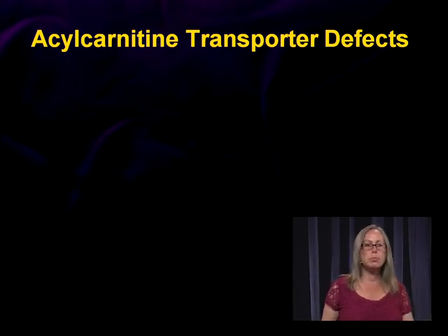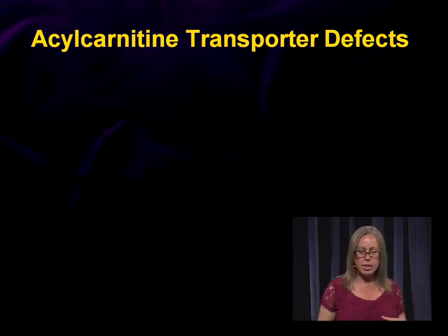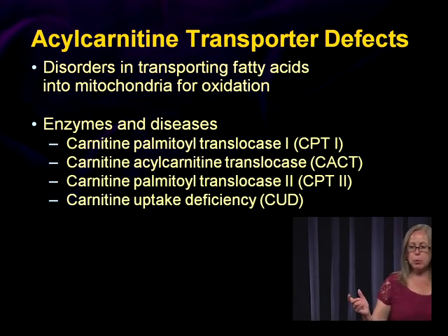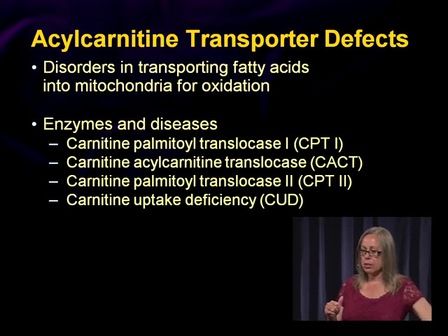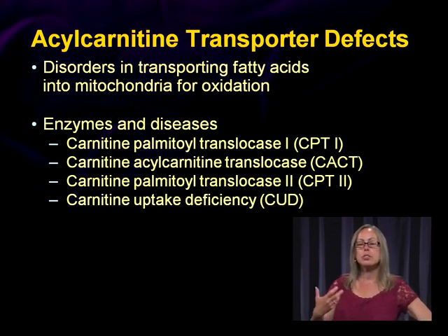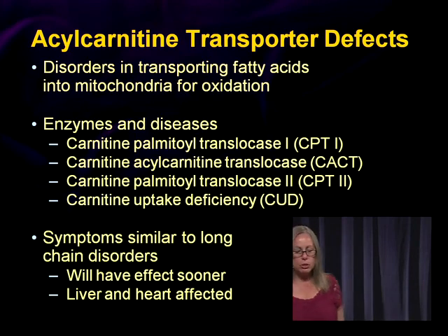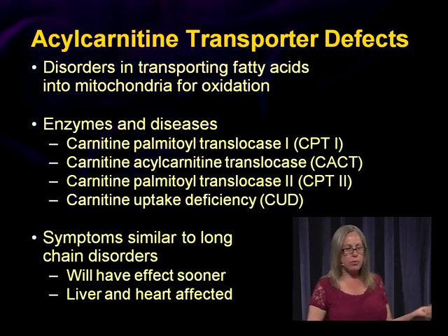You can also have problems with pulling your acylcarnitines into the mitochondria so they can actually go through fatty acid oxidation. So the enzymes and diseases that are transporters are carnitine palmitoyl translocase, acylcarnitine translocase, palmitoyl translocase 2, and carnitine uptake deficiency. Anything that impairs the ability for the fats to get into the mitochondria so they can be burned for energy will look just like a fatty acid oxidation disorder. And they'll look like the long chain disorders: they have effect sooner, and liver and heart will also be affected.